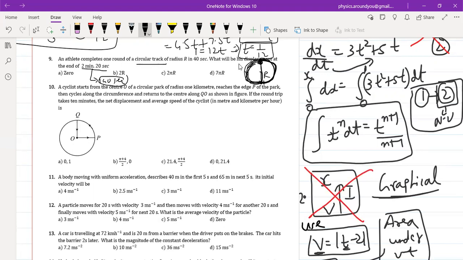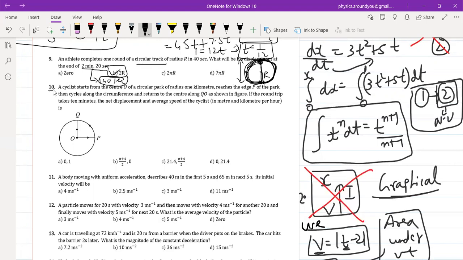So what is the displacement? Displacement is the distance between the initial and final position. It's the diameter, so it should be 2r. Cool. So this is something where you needn't use pen and paper at all, right? Now we shall go to question number 10.